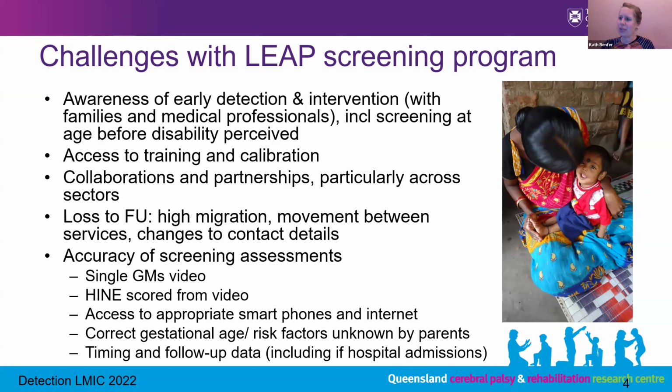So if you're only doing a single general movements video, it's obviously more feasible, but you're not necessarily getting the accuracy. And similarly, we opted to score all of our HINE videos, score all of our HINEs from video, so that we had consistency in the scoring, as well as it meant that we could more easily upskill clinicians to administer the items. But then, of course, it has its limitations being scored from video. Access to appropriate smartphones for recording and internet for upload, particularly if you're looking at multiple raters for the same videos.